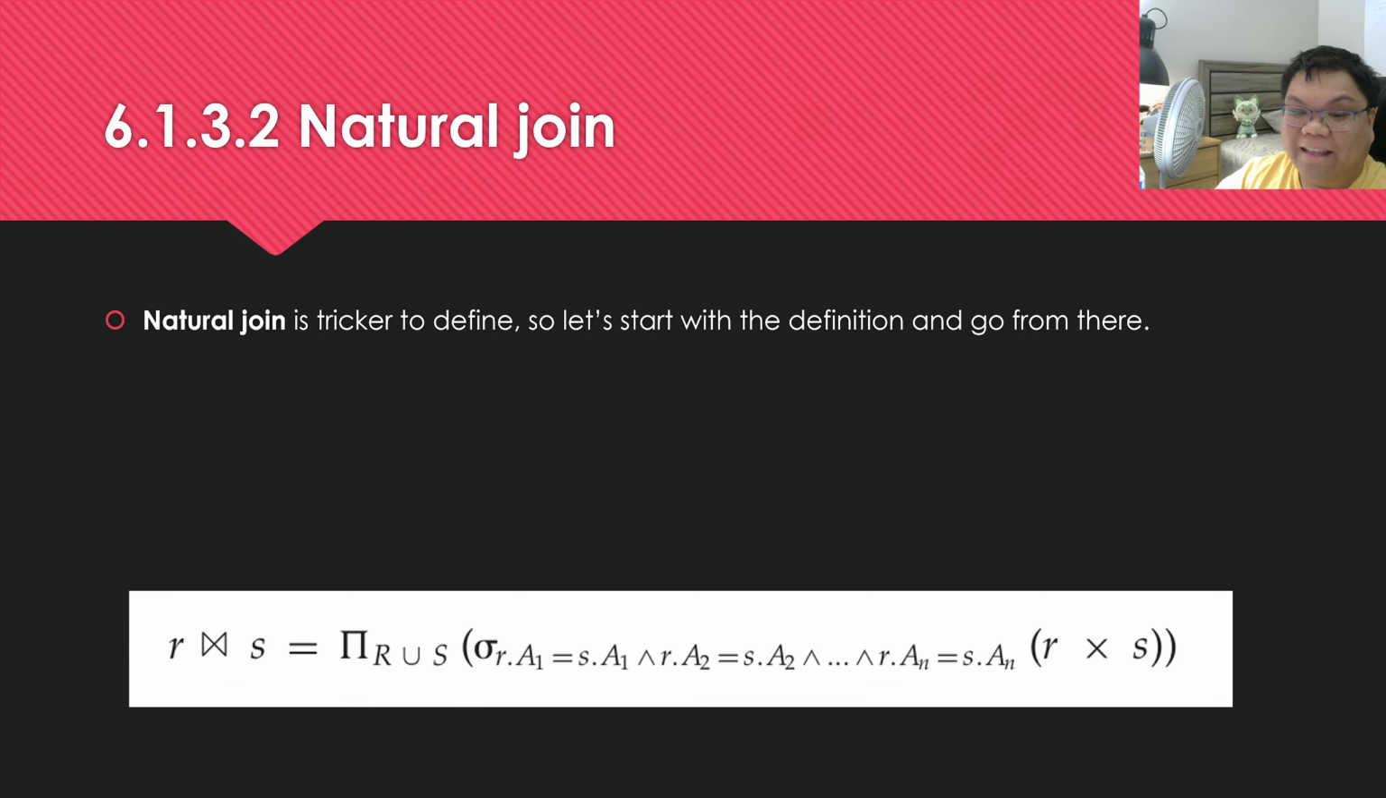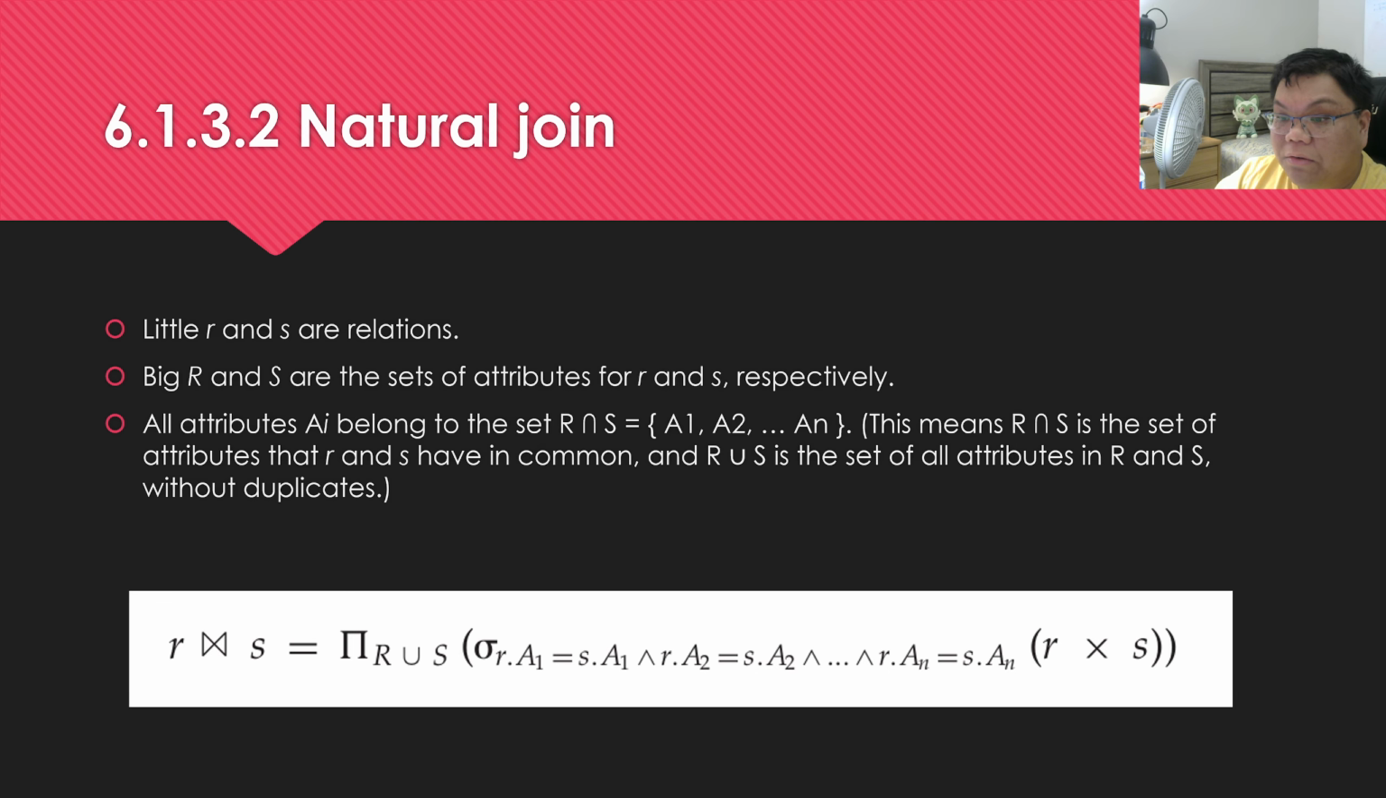Whoa, what is that? Well, if you ignore all the subscript text for a moment, it's just pi of sigma of R Cartesian join S. So, there's also a big R and big S, so what's that? So, little r and little s are relations. Big R and big S, those are the sets of attributes for R and S respectively.